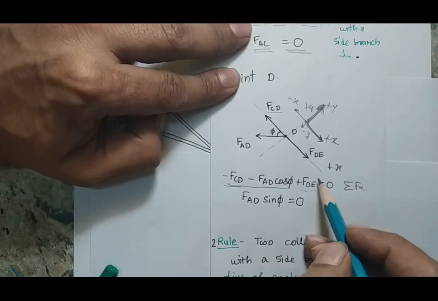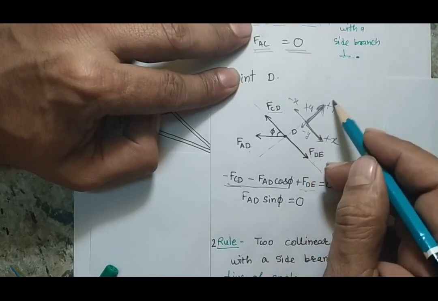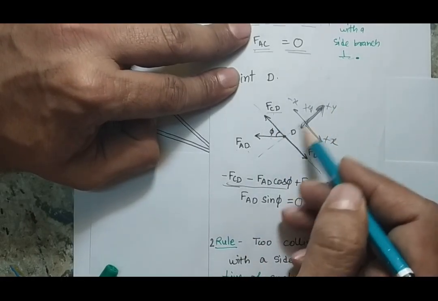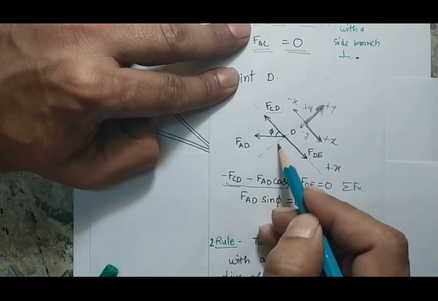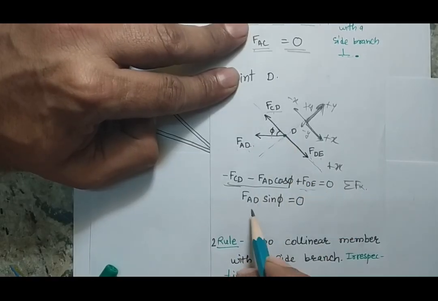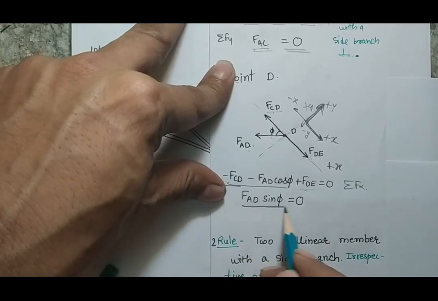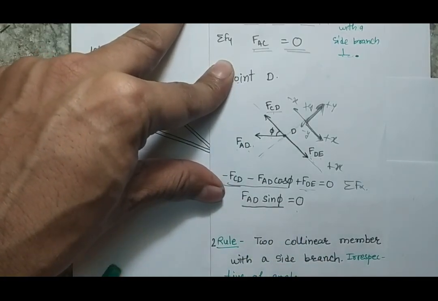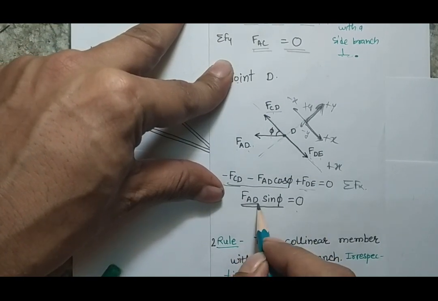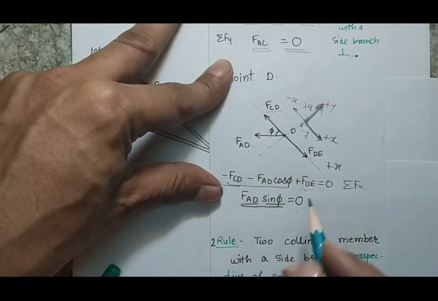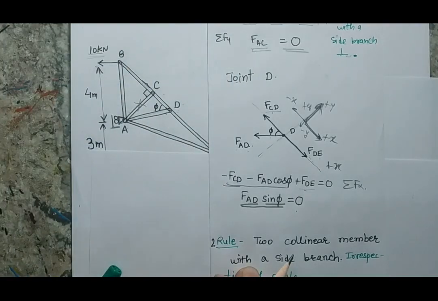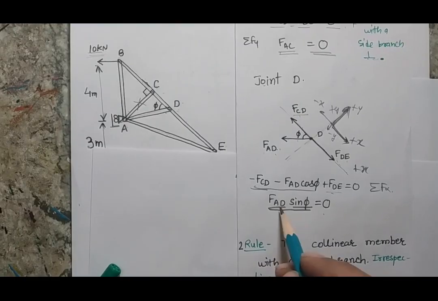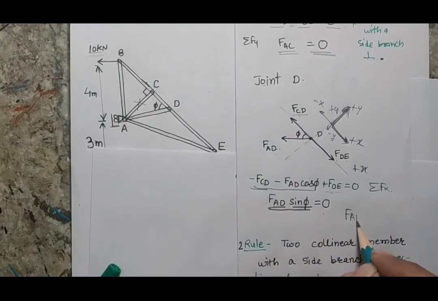When I write the force balance along the y direction, I know that these two forces are not going to contribute along this direction. Only this component of force AD is going to contribute. So here you can see that FAD sine phi will be 0. This is the similar condition which we have seen in our previous case. Here also either the force will be 0 or the angle will be 0. But I know that physically the angle is there, so the condition is satisfied only when the force is 0. So from here I know that FAD will be 0.